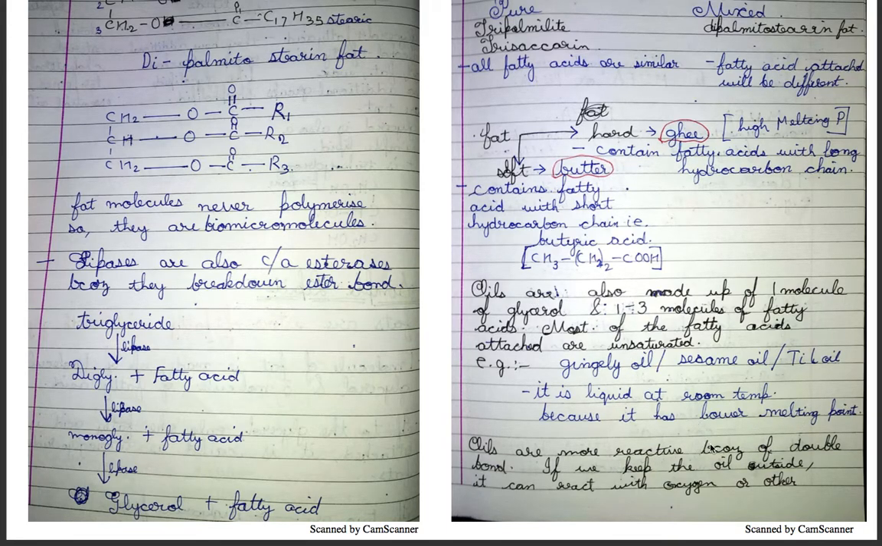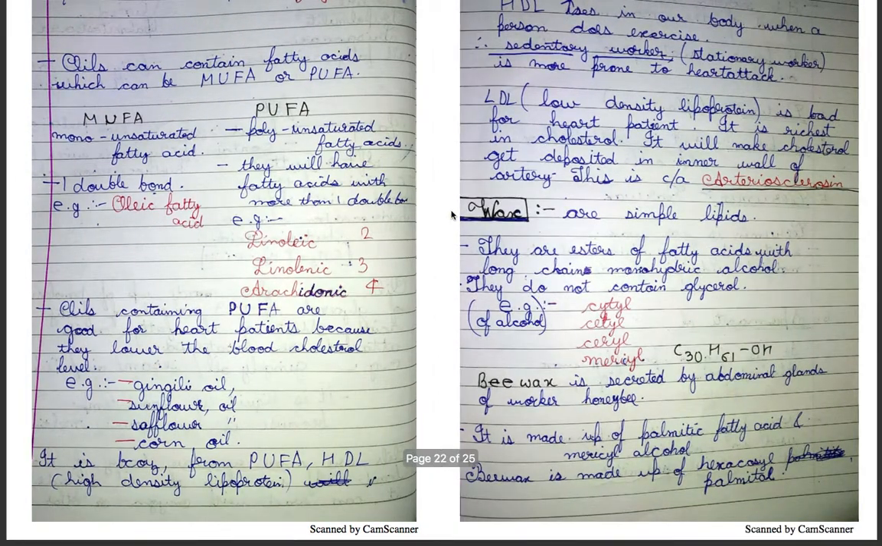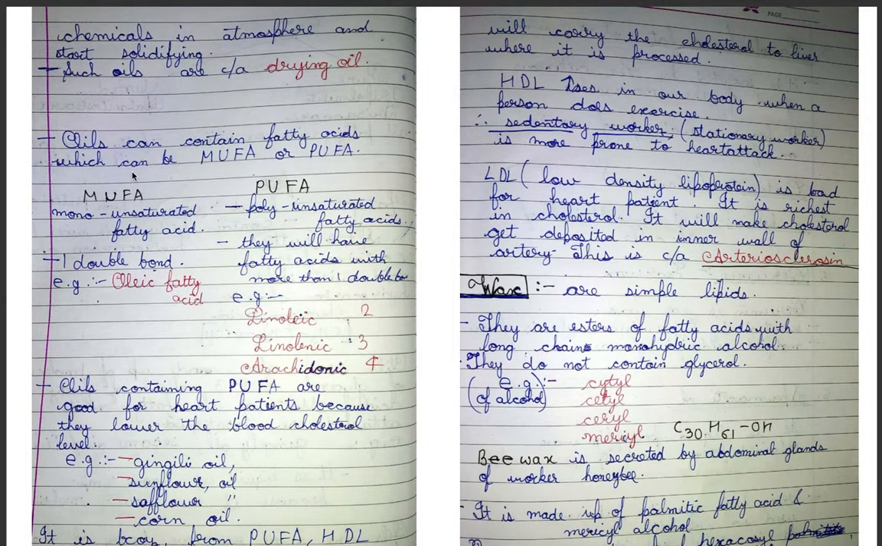Now oils are more reactive because of the double bond. If we keep oil outside, they have double bonds, so they are more reactive. If we keep them outside, they may react with oxygen or the other chemicals present in the atmosphere and start solidifying. And such oils are called drying oils.